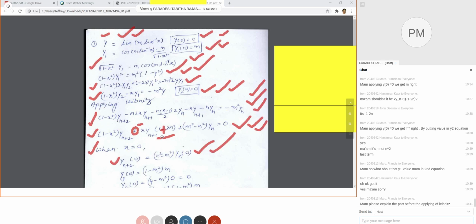And look at the third term. Third term is m square minus n square. When I take it to the right hand side, would it become n square minus m square? And then we have a yn of 0. So this is our recurrence formula. This is about the value of the derivatives at 0. Because wherever x is there, we put a 0 and we got this equation. Is it correct or is it a repeat for this recurrence formula? This recurrence formula we're getting for x equal to 0. Is it correct or is it a repeat?